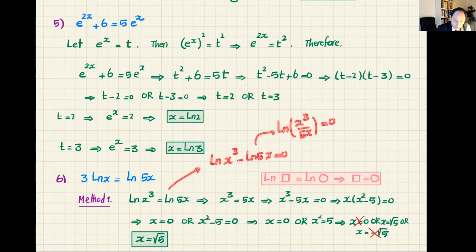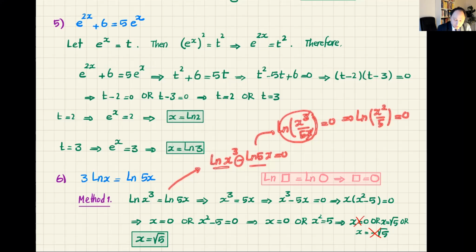Why is this the case? Because we have the difference of two ln's. If you remember, the difference of two ln's can be written as the ln of this division. And then this x and that x cancel, so I will have ln of x squared divided by 5 equals 0.